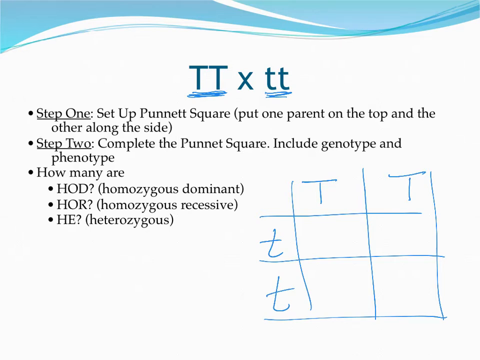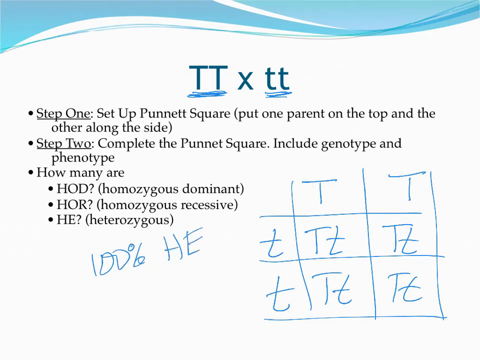Again, columns times rows, we're going to get big T, little t, big T, little t, big T, little t, big T, little t. So in this case, all of the offspring are heterozygous, 100% heterozygous. There's no homozygous dominant because, although one parent was homozygous dominant, none of the offspring are. There's no homozygous recessive because the other parent was homozygous recessive, but none of the offspring are.